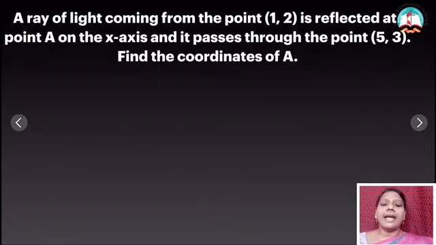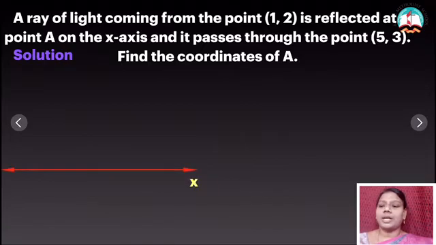Now, a ray of light coming from the point 1, 2 is reflected at a point A on x-axis and it passes through the point 5, 3. Find the coordinates of A. So this is the thing we have to find out. But what is given? A ray of light is coming from the point 1, 2. So let me take the axis, because once we draw the diagram, then it will be visible for us to identify it easily.